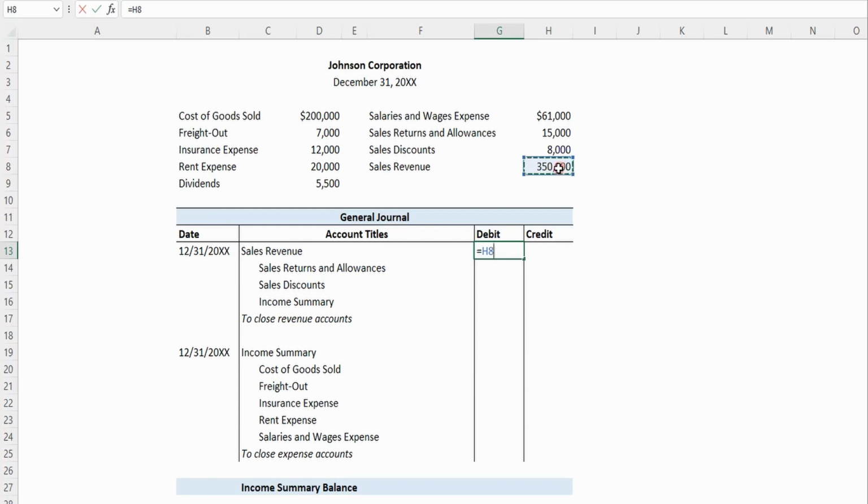If you are not familiar with Excel formulas, all you need to do is enter the equal sign and then click on the cell with the number you need to use in the formula.